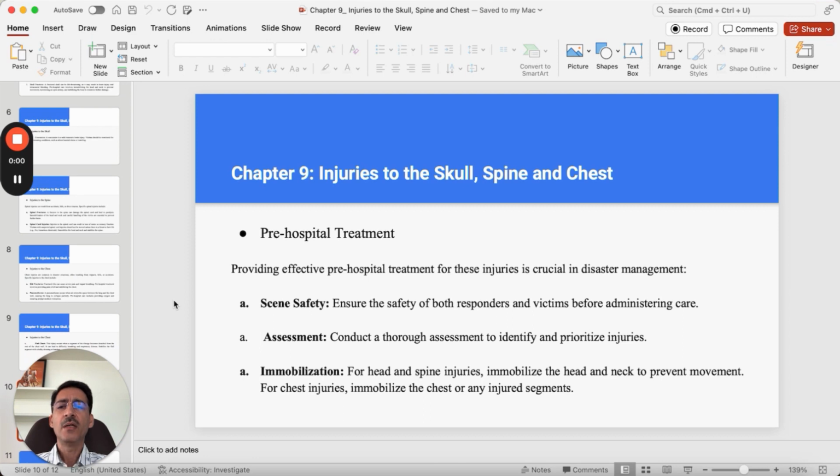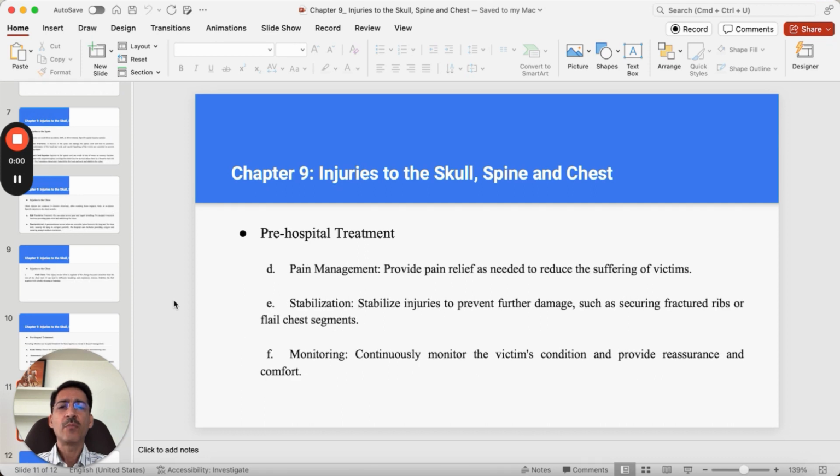Pre-hospital treatment. Providing effective pre-hospital treatment for these injuries is crucial in disaster management. Scene safety. Ensure the safety of both responders and victims before administering care. Assessment. Conduct a thorough assessment to identify and prioritize injuries. Immobilization. For head and spine injuries, immobilize the head and neck to prevent movement. For chest injuries, immobilize the chest or any injured segment.